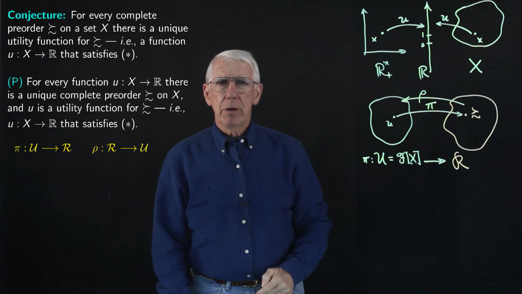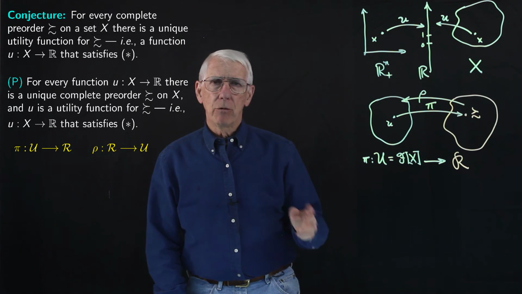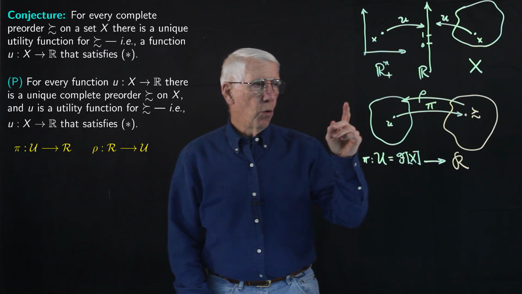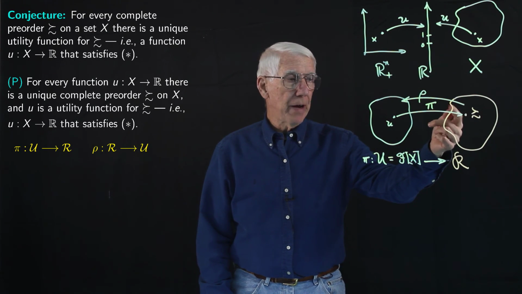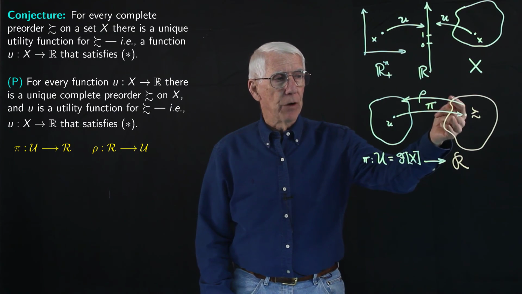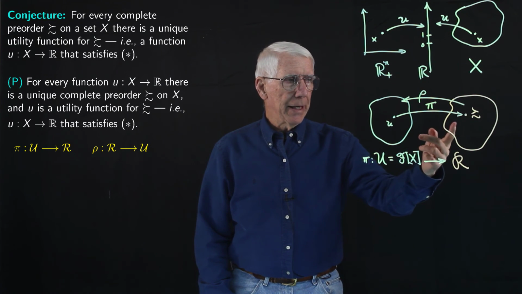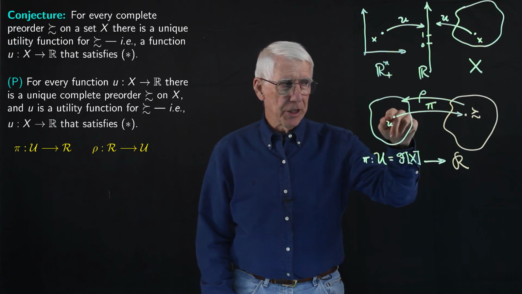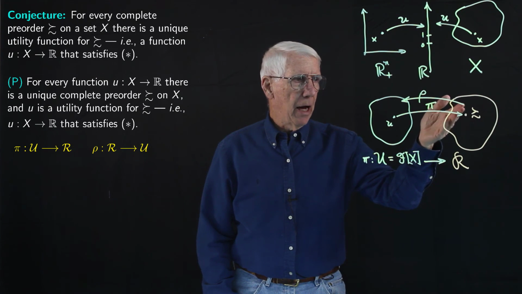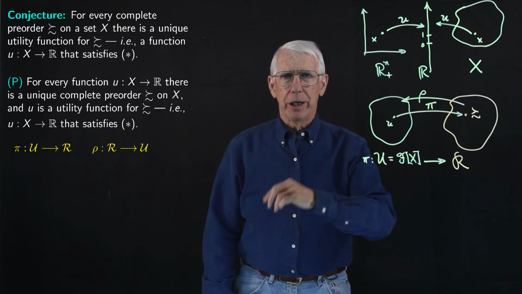So I think this is a good place to take a little break, and then we'll come back for the second half of the lecture where we will determine whether in fact there is a function rho like this that picks out utility representations for given preference orderings. So take a little break and then we'll be right back.